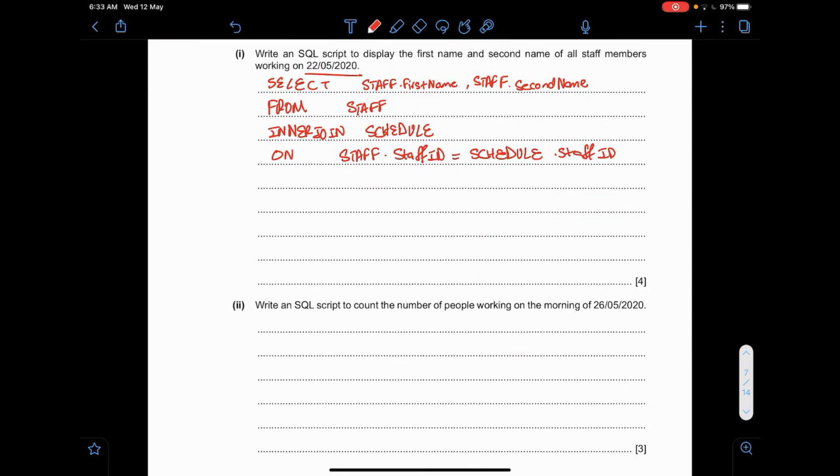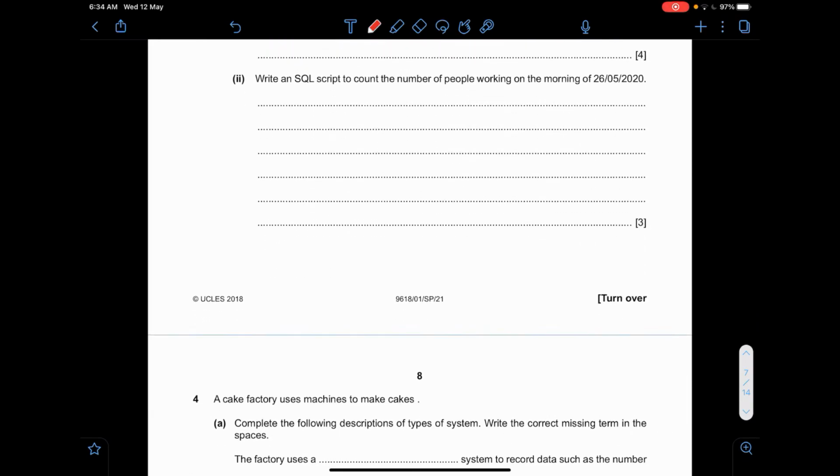So this is how they are being joined, right? So you use the equals to sign and then join them, and we have to write where, because we have to display the working of a specific date. So where schedule dot work date equals to 22052020, right? And you have to end it with a semicolon because that is how SQL scripts work, right?